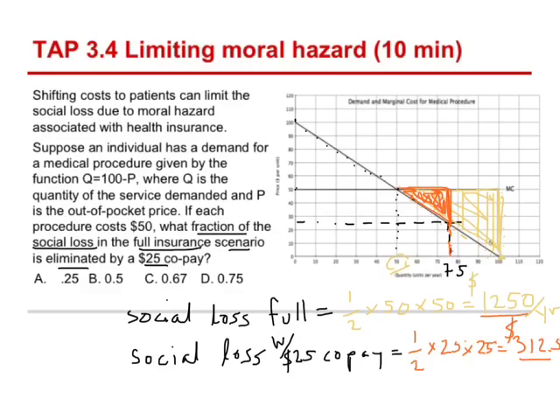So we have social loss that's 1/4 the size that it was before. Another way to say that, the fraction of the social loss in the full insurance scenario that was eliminated by the $25 copay was 75%. So the answer is D. And there you have it. But getting the particular A, B, C, D answer isn't as important as being able to do the problem, set it up and do it. And that's the skill you want to be developing here.